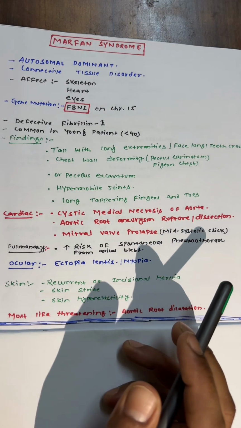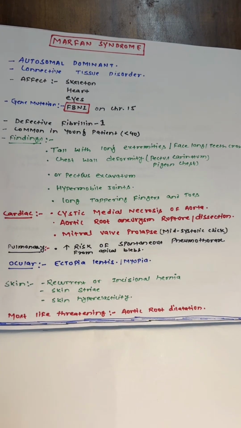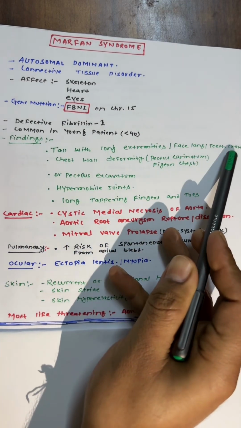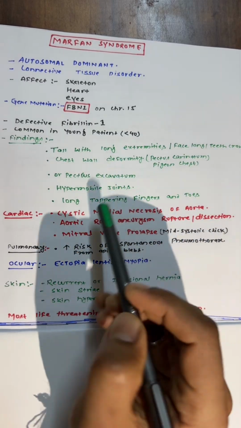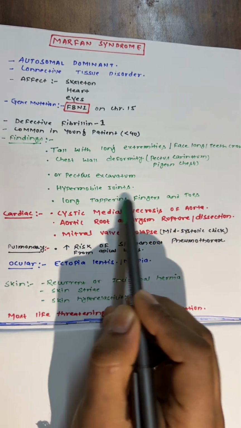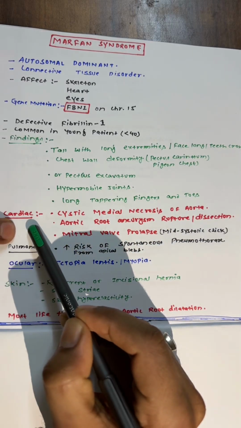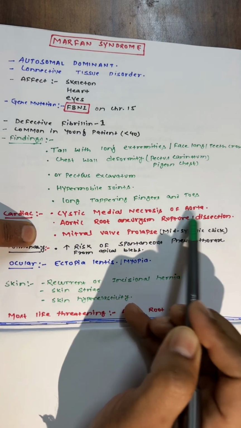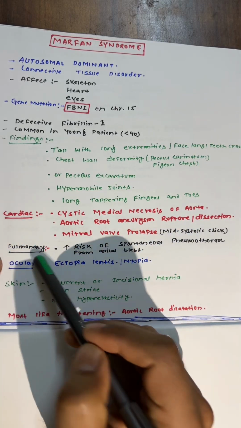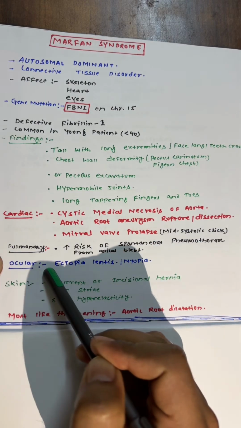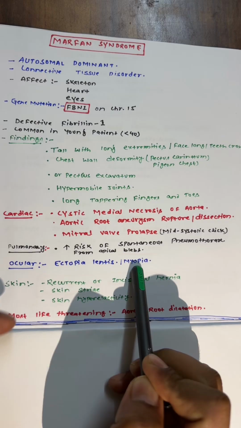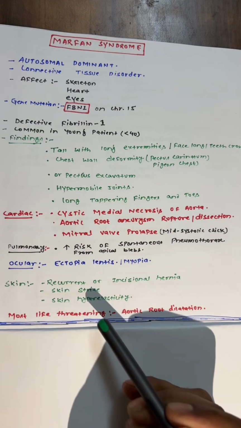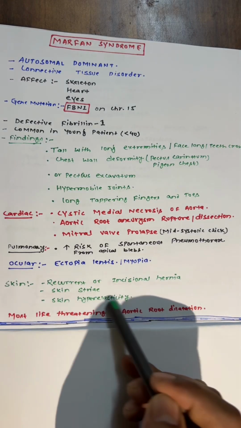So we'll quickly recap. The patient will have long extremities, long face, crowded teeth, chest wall deformity, hypermobile joints, long tapering fingers and toes. In cardiac, we'll see cystic medial necrosis of the aorta, aortic root aneurysm, rupture, dissections, mitral valve prolapse. In pulmonary, spontaneous pneumothorax, and in eyes, myopia or ectopia lentis. Then in skin, you can see incisional or recurrent hernia and skin hyperelasticity.